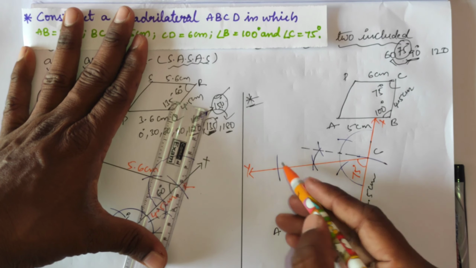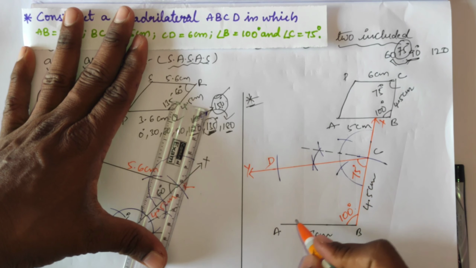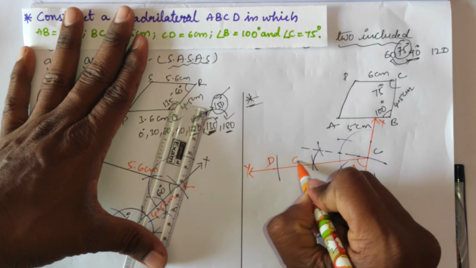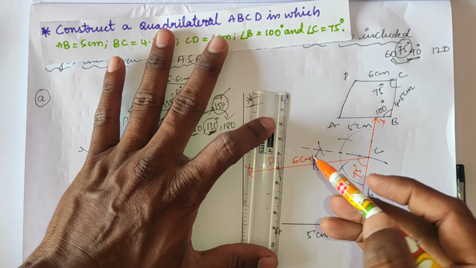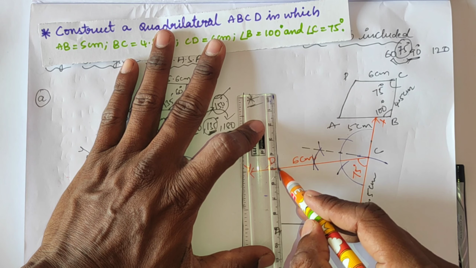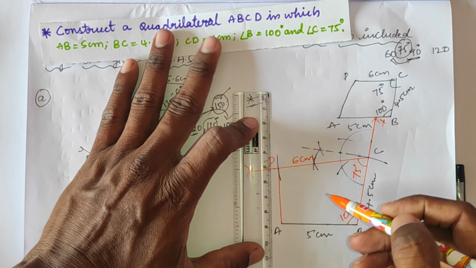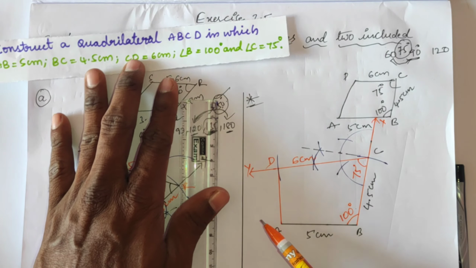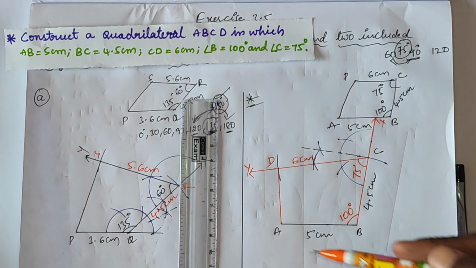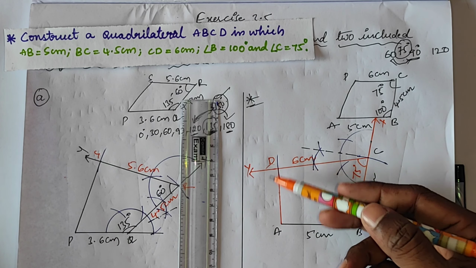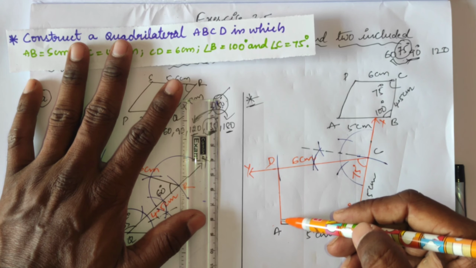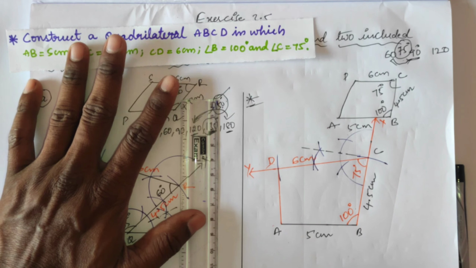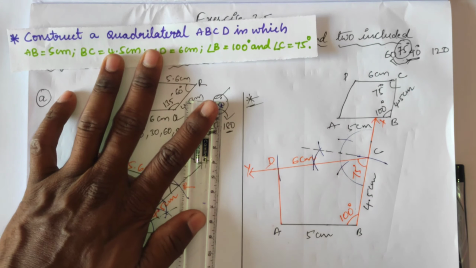This is C and this is the last one, D. So this length is 6 centimeters. Now just simply joining the last, A to D. If we join this, our required quadrilateral ABCD is completed. No need to measure the length of AD here. We just had to complete the construction. We are joining A to D here. Okay, so this is the construction of quadrilateral ABCD.